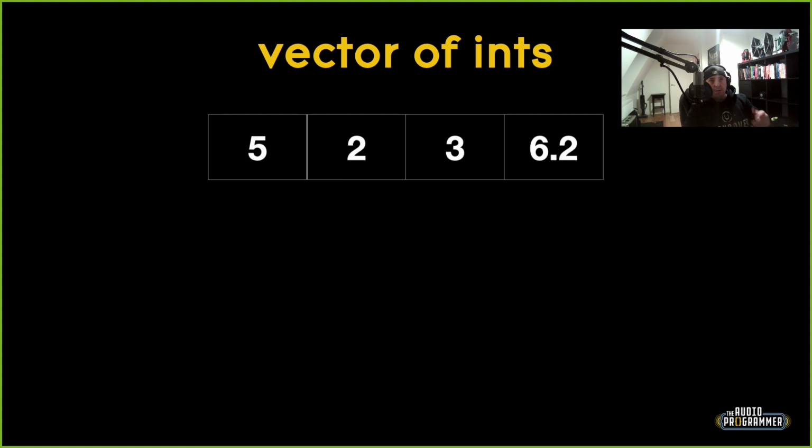So what's wrong? Do you see anything wrong with this, Alex? Yeah, 6.2 is not an integer. Yeah, exactly. So this would not work. This would not compile because 6.2 is not an int. So that would not work.